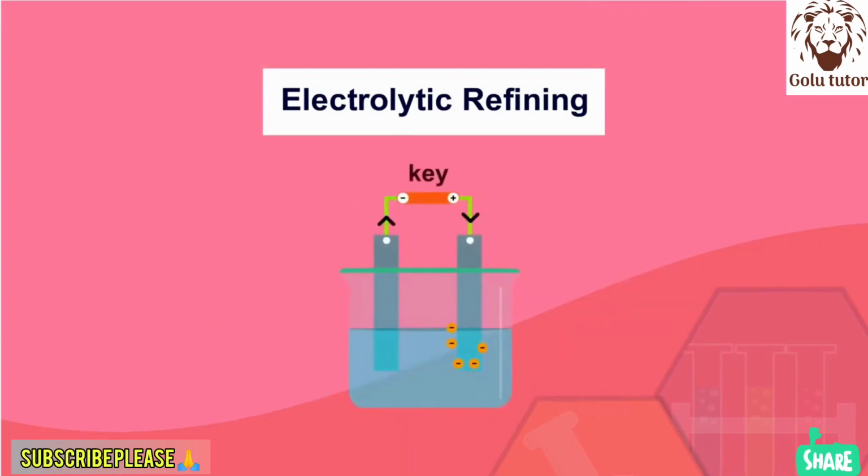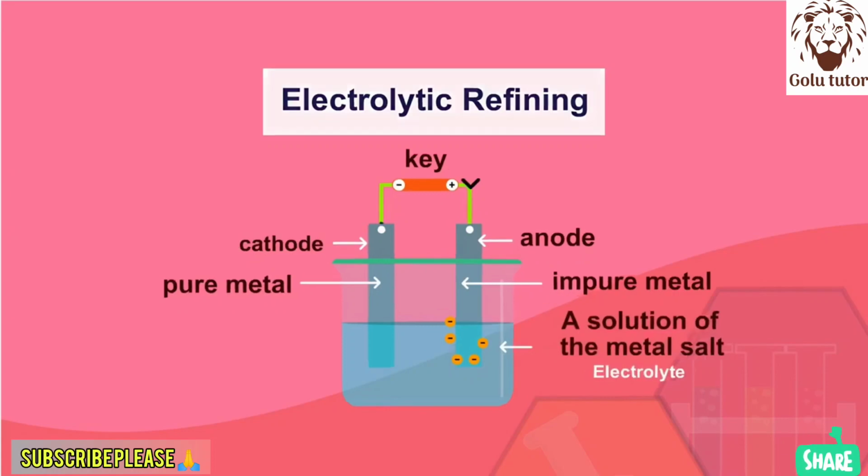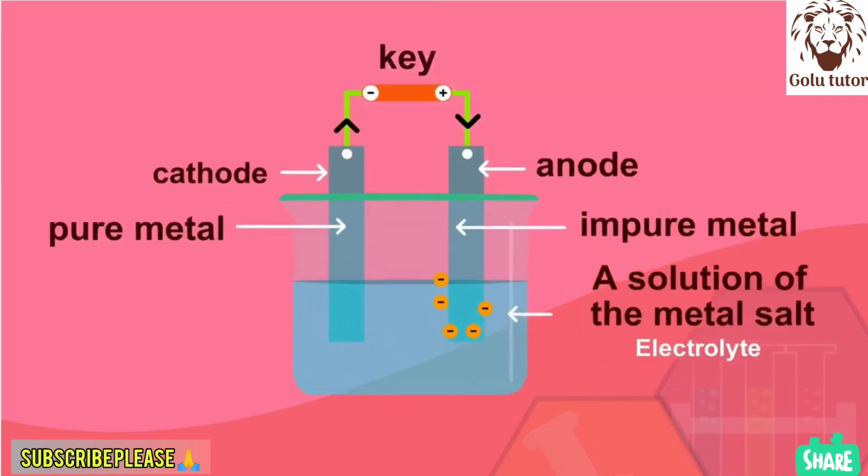In this process, the impure metal is made the anode, and a thin strip of pure metal is made the cathode. A solution of the metal salt is used as an electrolyte. The apparatus is set up as shown in the diagram on screen.